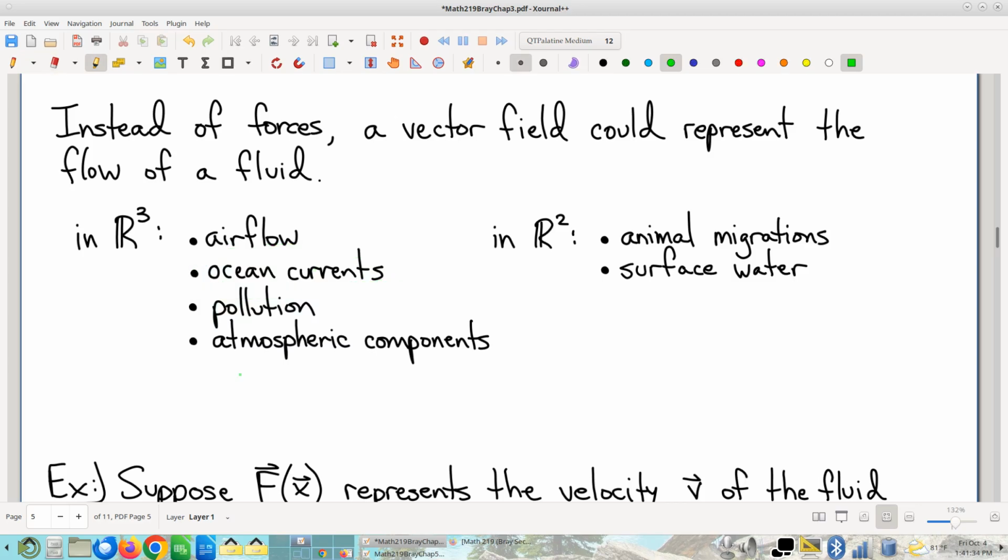There's one that I think is worthy of discussion in 2 dimensions. That's animal migrations. It doesn't feel like animals are a fluid, but they really kind of are. Here's the complaint that a lot of students make if I say animals are a fluid. They're like, "Are you kidding me? Come on, they're solid, right?"